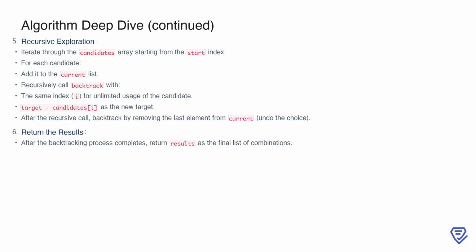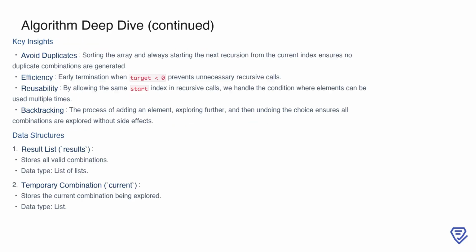This ensures that we can explore other potential combinations starting from the next candidate. Once all possibilities have been explored, we return the results list containing all valid combinations. To ensure correctness and efficiency, there are some key insights to keep in mind.